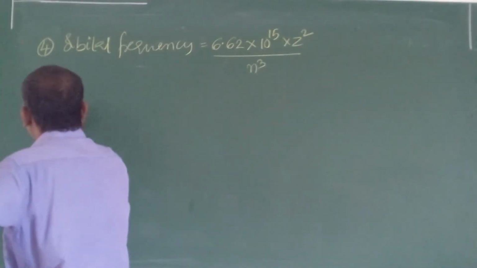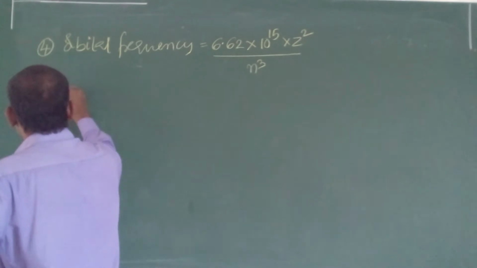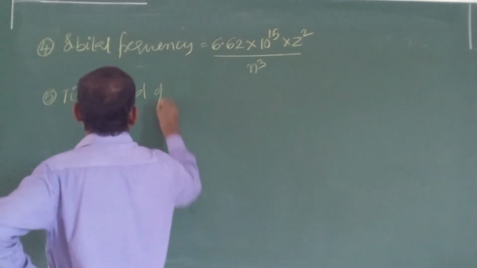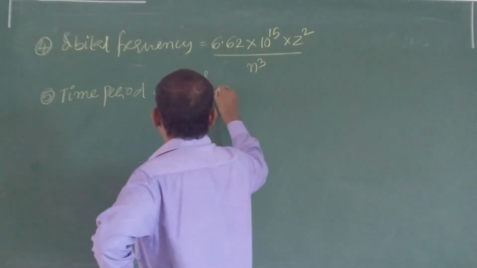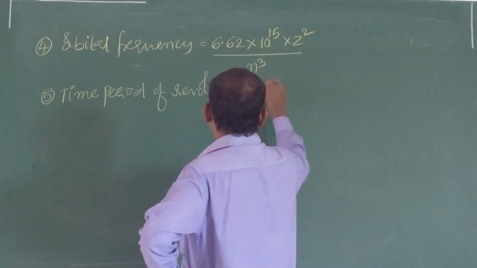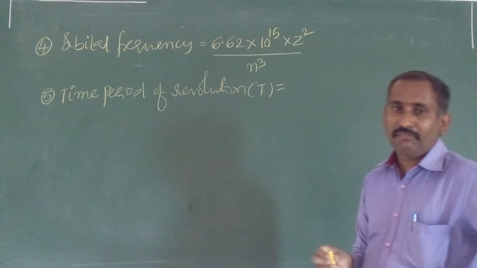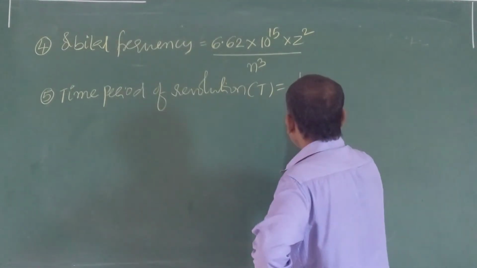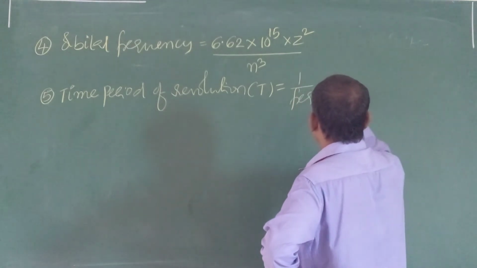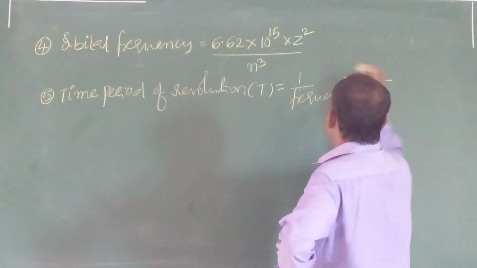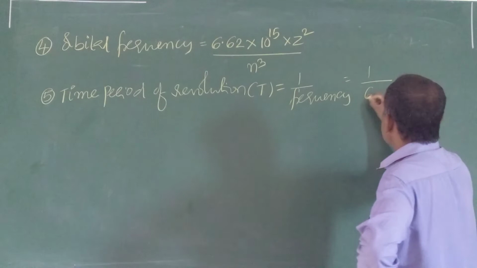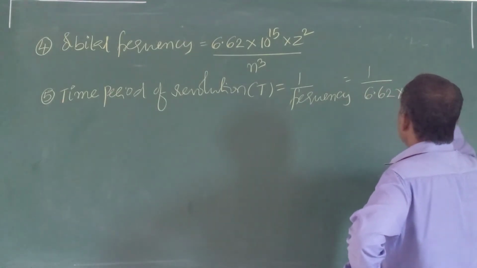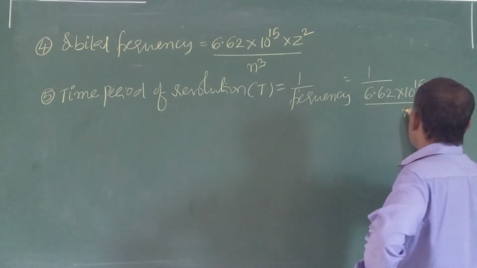Next, time period of revolution. We know the time period is nothing but 1 by frequency, or 1 by orbital frequency. Time period is nothing but 1 by frequency, so 1 by 6.62 into 10 power 15 into Z square by n cube.